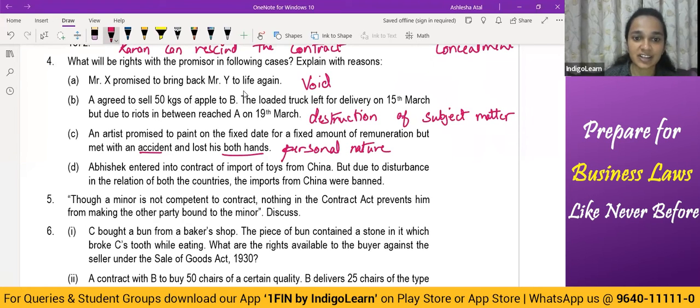Abhishek entered into a contract of import of toys from China, but due to disturbance in relations of both the countries, the imports from China were banned. So here, this is a situation wherein subsequently the relationship between both the countries turned sour. The countries now have become alien enemies. So in this situation, again, there's subsequent impossibility, subsequent illegality, because of which the contract cannot be performed. So again, a very simple question. What we have seen in all the four questions which we discussed is that all the questions are easy, provided that you know all the provisions well. Moving on to the next one.